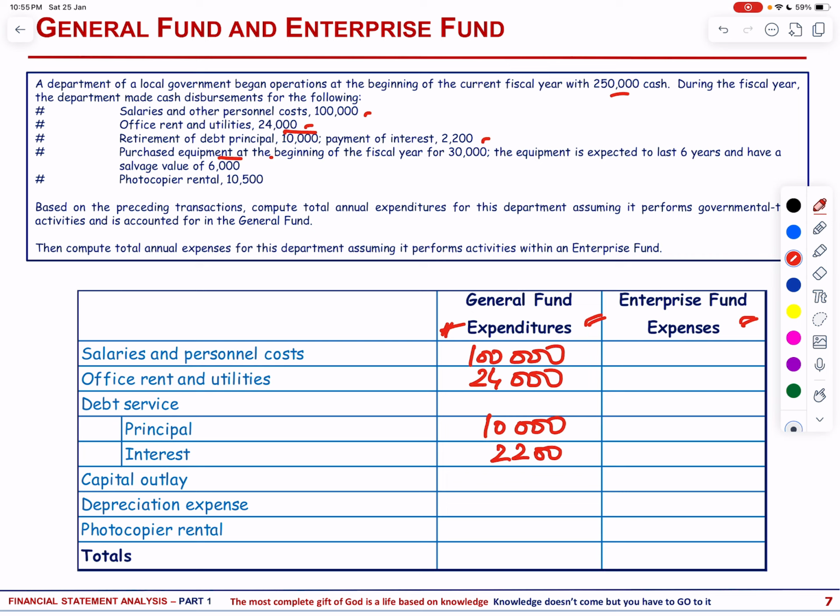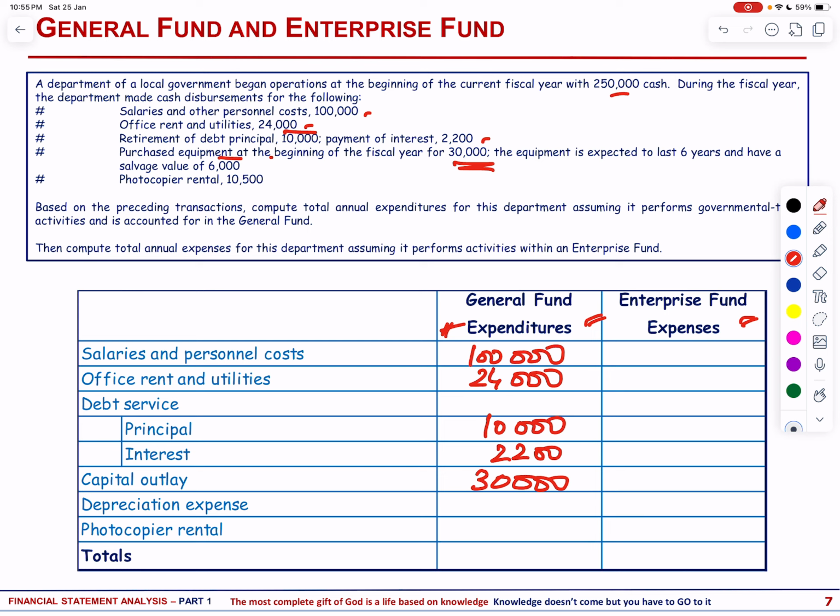Then we have purchase of equipment, and this equipment will be recorded as expenditure, that is 30,000. Since the general fund follows the modified accrual basis, the purchase of equipment will be recorded as an expenditure at the time of the cash disbursement, even though it will be depreciated over time for financial reporting purposes.